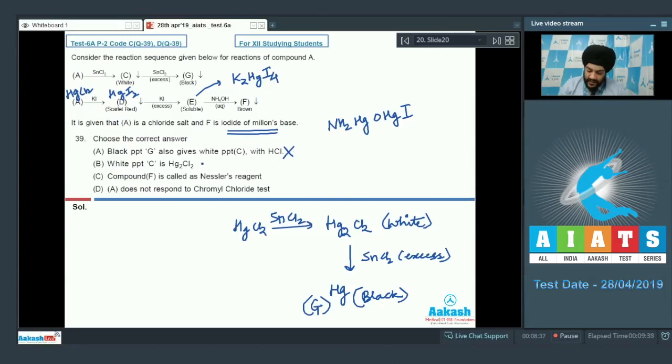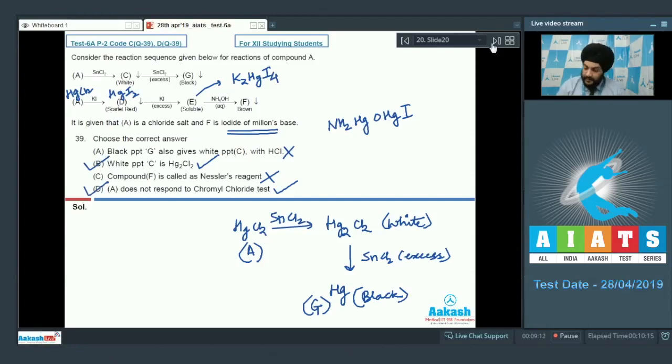If you look at the statement C now, compound F is called Nessler's reagent. This is incorrect, students. Compound F is not Nessler's reagent. It is compound E which is the Nessler's reagent. And if you talk about the D option now, it says that A does not respond to the chromyl chloride test. Compound A was HgCl2, and we know that HgCl2 has significant covalent character and it does not respond to the chromyl chloride test. So for question number 39, students, we have to select the correct answer as option B and option D.